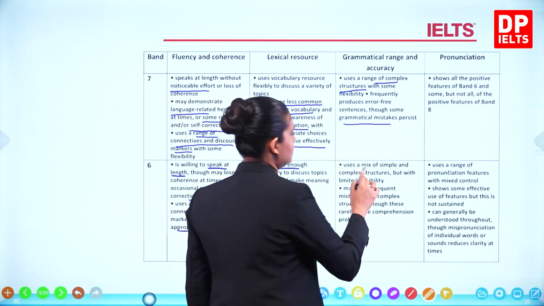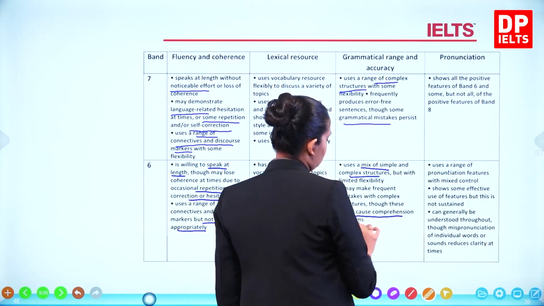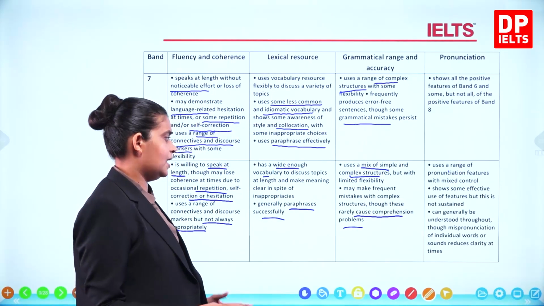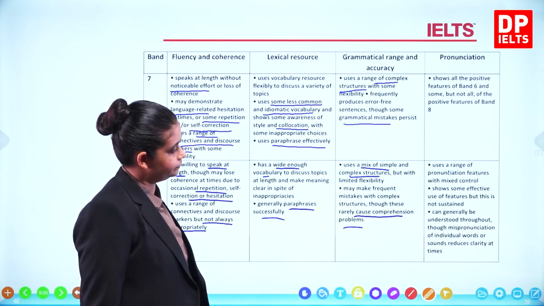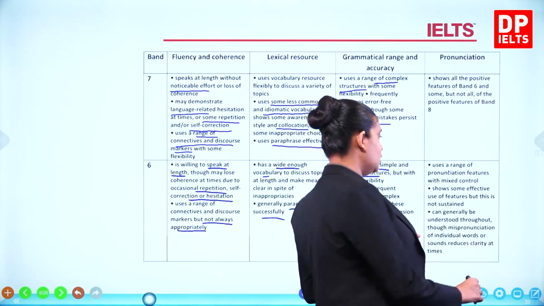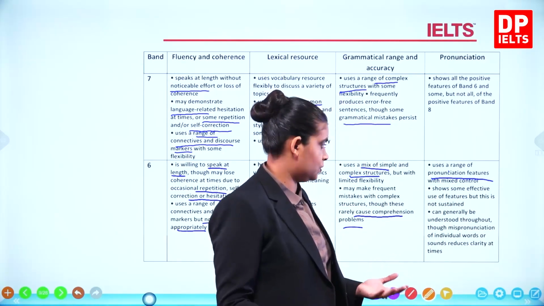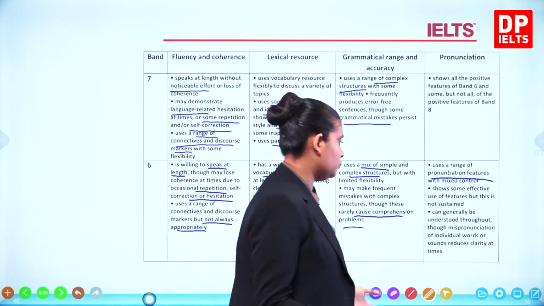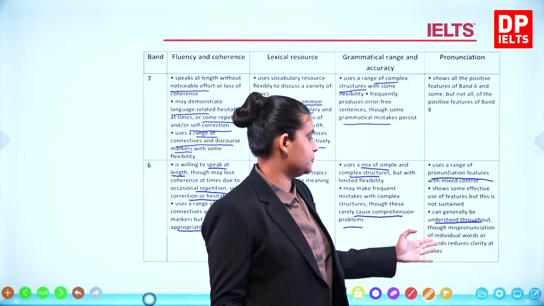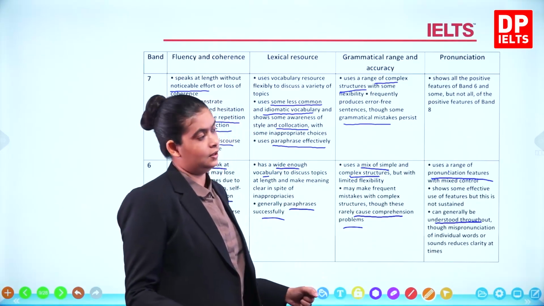Here, you have a mix of simple and complex sentence structures, but it's not so bad. We do understand what you're writing. Rarely may have some problems in understanding. When it comes to pronunciation, you use a range of pronunciation features. You show some effective use of these features and generally can be understood throughout. Okay? You might mispronounce some words, but really it's not that bad.